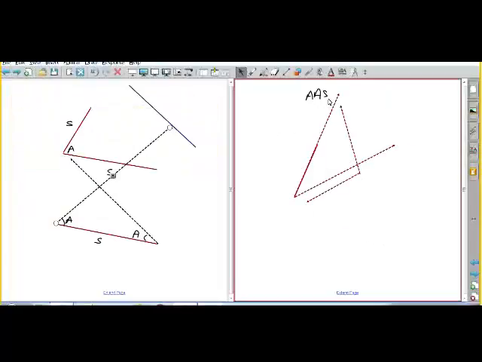I just want to demonstrate the other case. So here if you had angle angle side, that is 2 angles. So here's 2 angles. Here's one angle. Here's another angle. Here's the length of the side. There is more than one way this thing can be arranged.